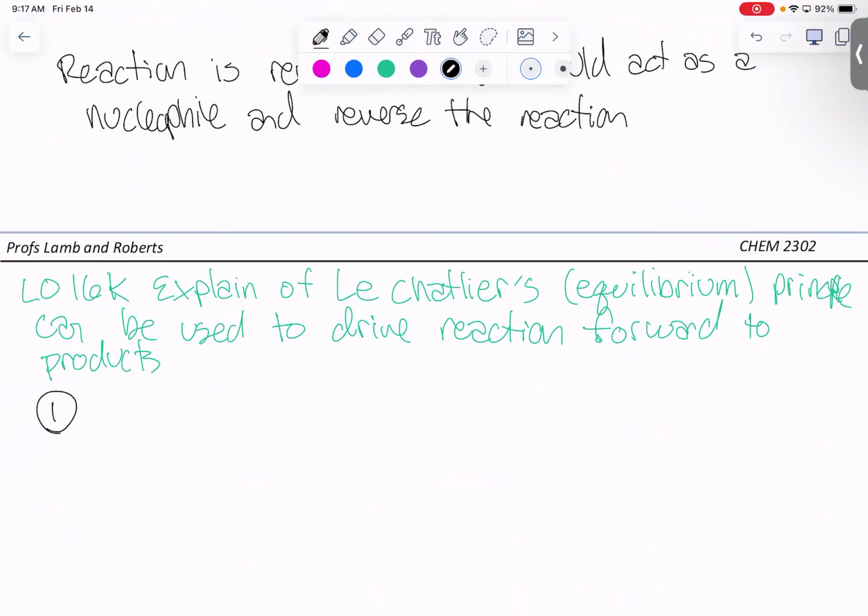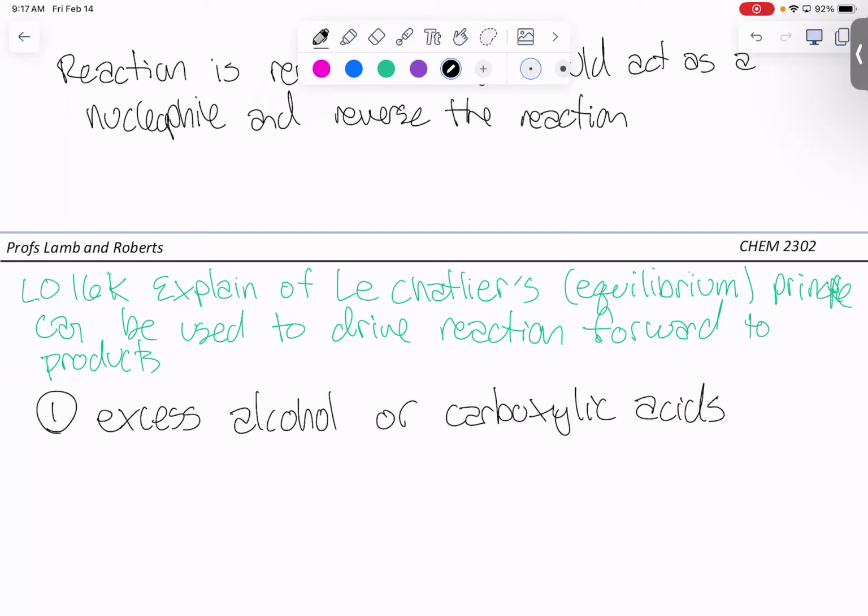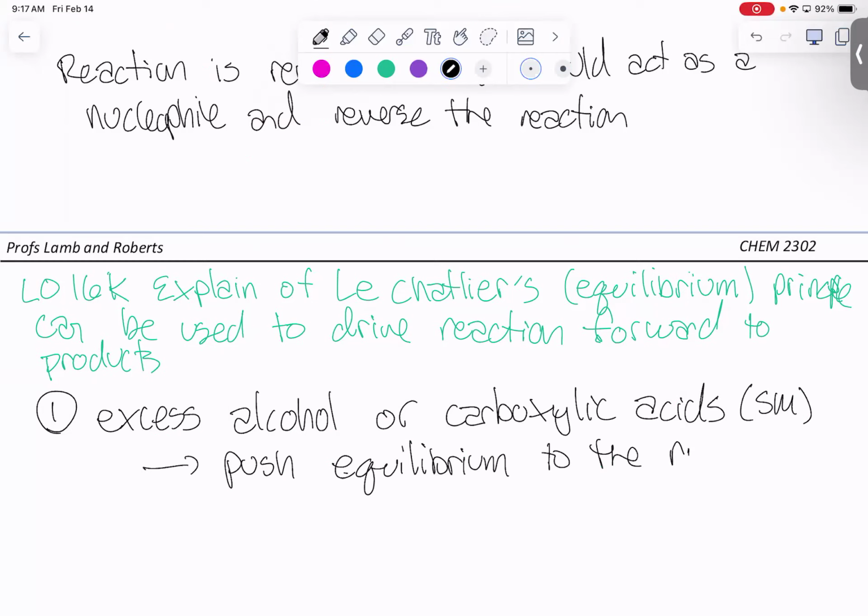So we can push the reaction to products by adding excess alcohol, or carboxylic acid. So in this case, this is the starting materials. And this will push equilibrium to the right, giving more product.